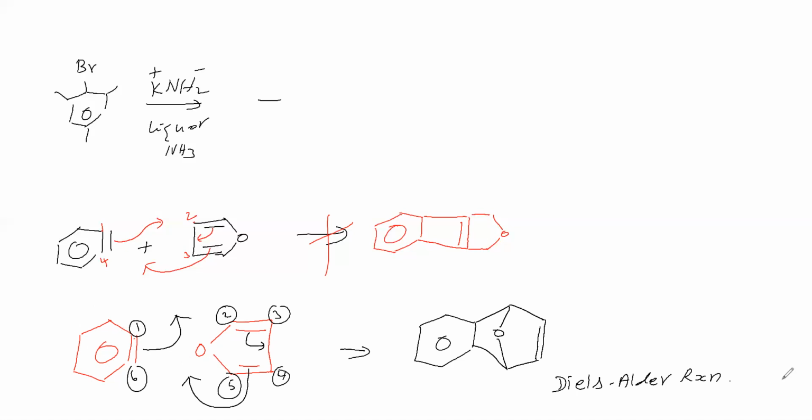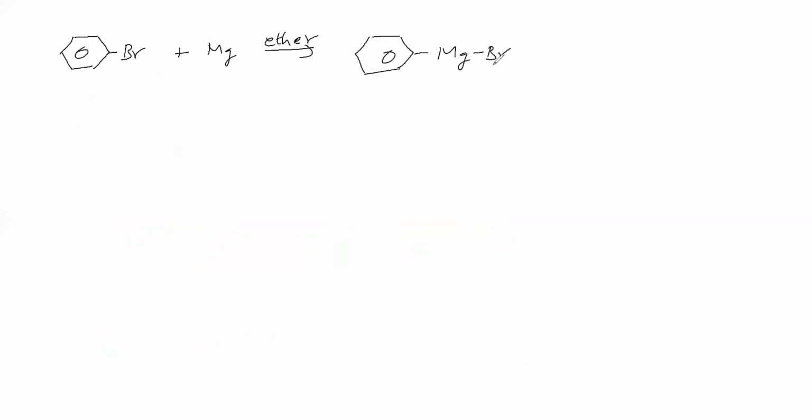Next, we will see aryl halides reacting with the metals. Reaction of aryl halides with the metals. Now we will take bromobenzene. It is reacting with the magnesium metal in the presence of solvent ether. We are getting Grignard reagent, phenyl magnesium bromide. So bromobenzene with the magnesium in the presence of solvent ether gives phenyl magnesium bromide.